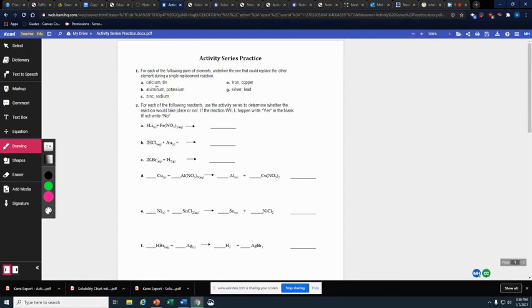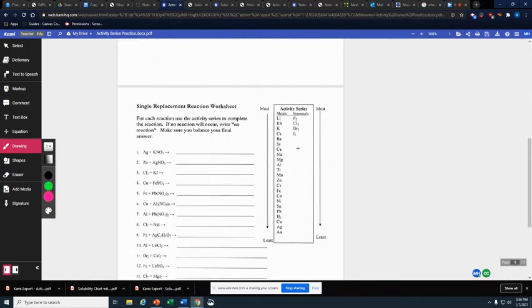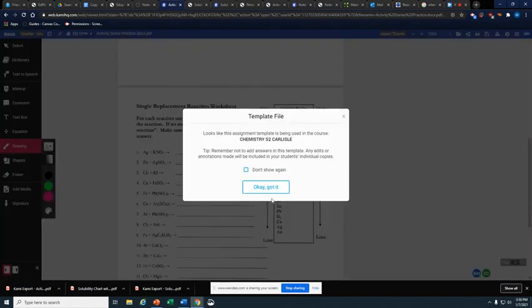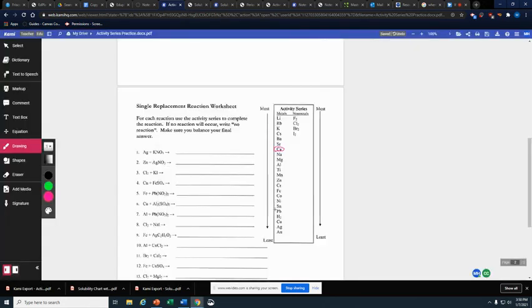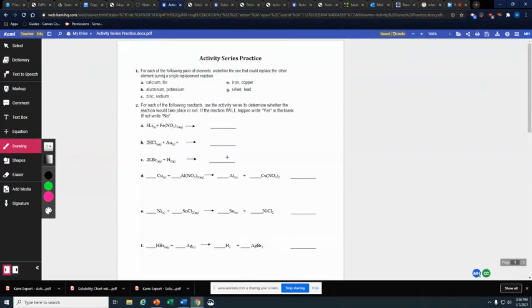So in this case, we have calcium and tin. We have to find those two things on our list. So calcium, that's Ca. There's Ca right there. And tin, that's Sn. Tin is Sn. We have that right there. So we have calcium, we have tin. Calcium is higher up on the list. When it's higher up on the list, that means it could replace the other. So we're just going to underline calcium. So that's all you're doing on this first part. Y'all can handle that.